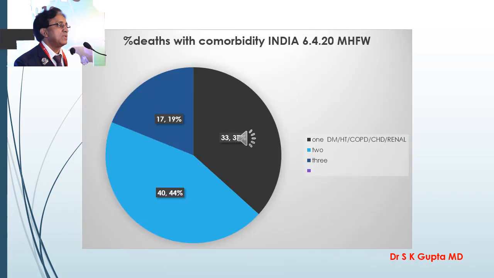This slide shows that it is the combination of comorbidities which is a more severe harbinger of death in patients with COVID. And this slide shows that more than 40% of patients who had two or more comorbidities constituted the death burden, and nearly 18% of patients who died of COVID had three or more comorbidities.